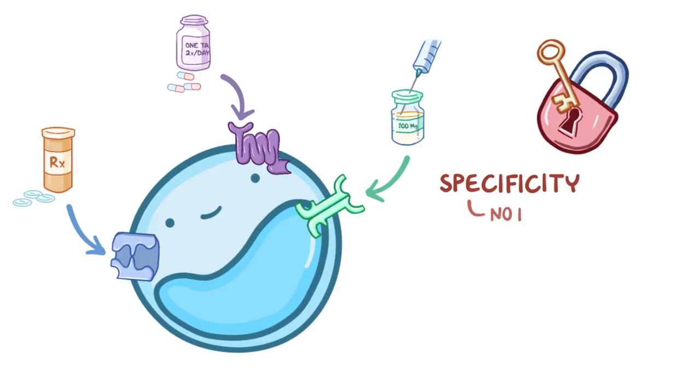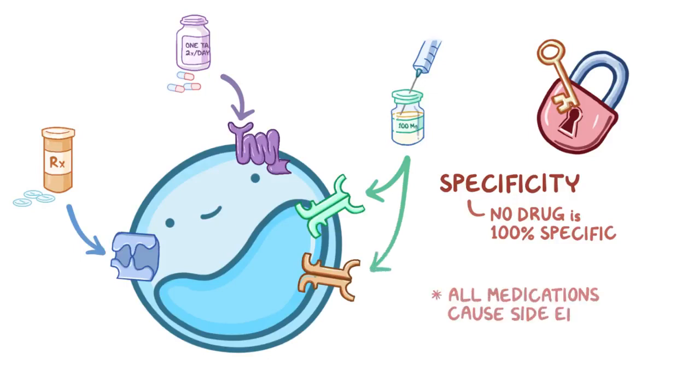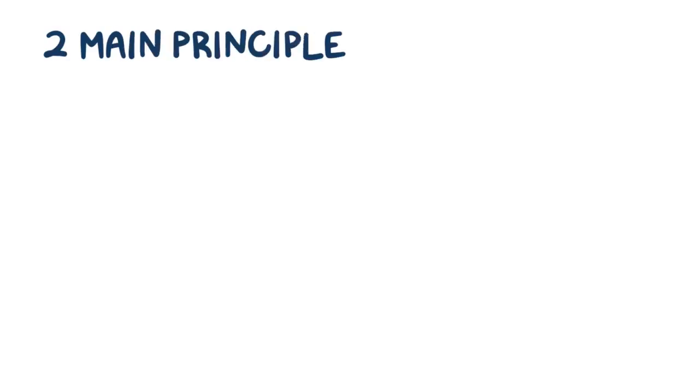In reality, though, no drug is 100% specific, meaning it could also bind to other receptors that are similar to its intended target, which is why all medications cause side effects. Now, the way a medication and receptor interact with each other is ruled by 2 main principles.